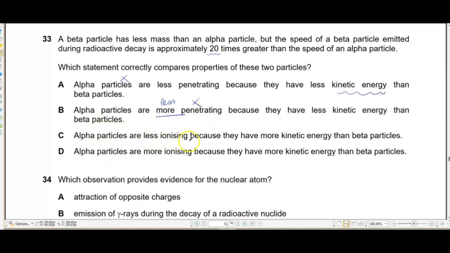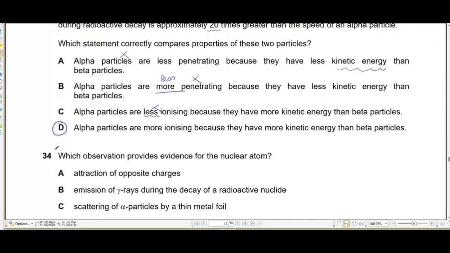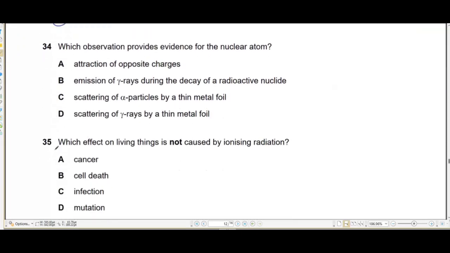Alpha particles are less ionizing because they have more kinetic energy. Alpha particles are more ionizing. They are the least penetrating and the most ionizing. So they are not less ionizing, and this statement is also not correct. Alpha particles are more ionizing because they have more kinetic energy than the beta particles. Yes, this is correct. So option D is the correct option.